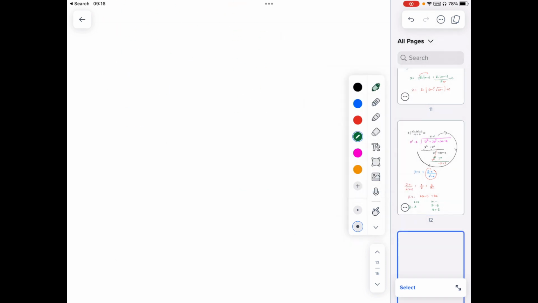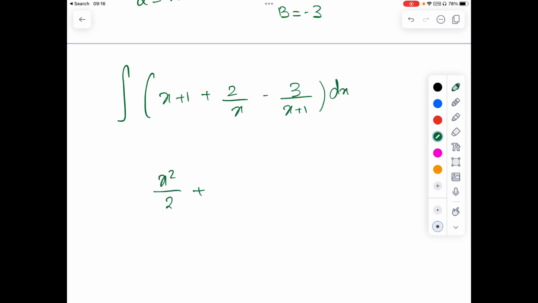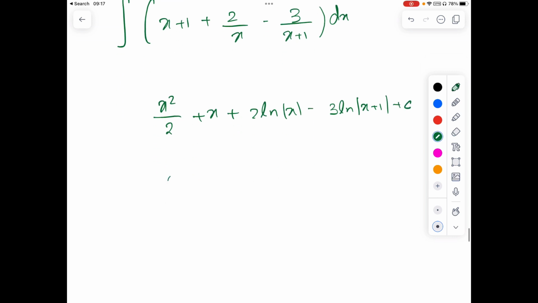So what does the integral look like now? The integral of x plus 1 plus 2 upon x minus negative 3 upon x plus 1 dx. So it becomes x squared upon 2 plus x plus 2 ln x minus 3 ln of (x plus 1) plus c. So it becomes x squared upon 2 plus x plus ln of x squared upon (x plus 1) whole cubed, plus c.